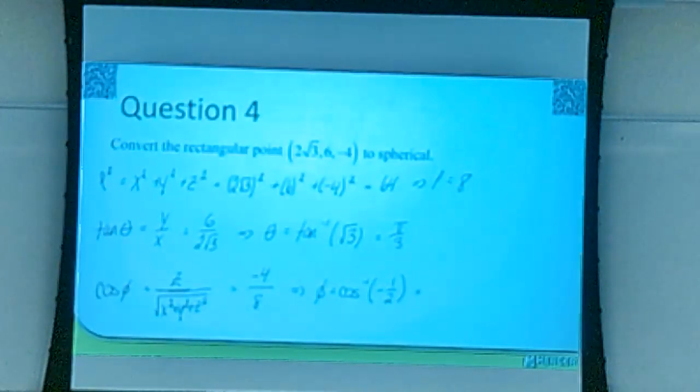Inverse cosine of negative 1/2. It's an angle. 2 pi over 3. That'd be the point in spherical: 8, pi over 3, 2 pi over 3.